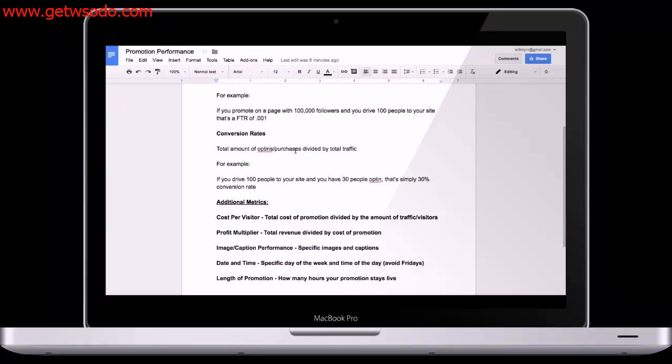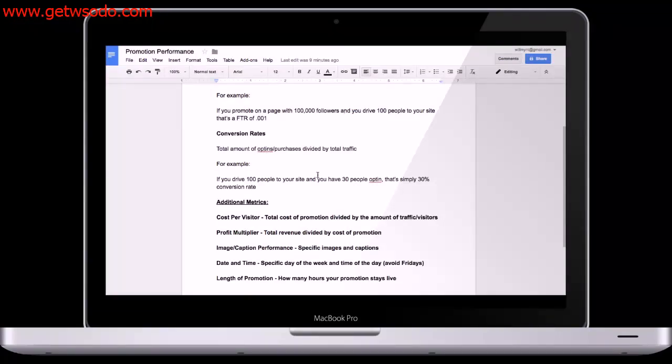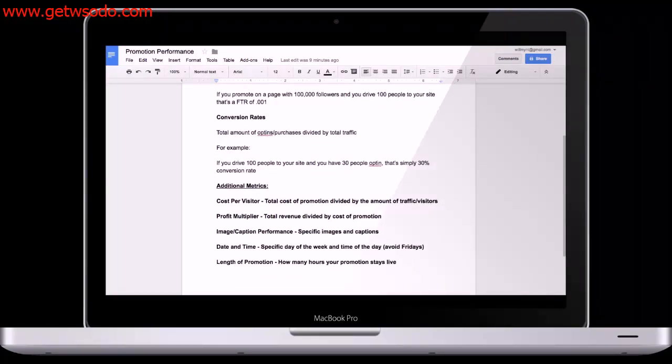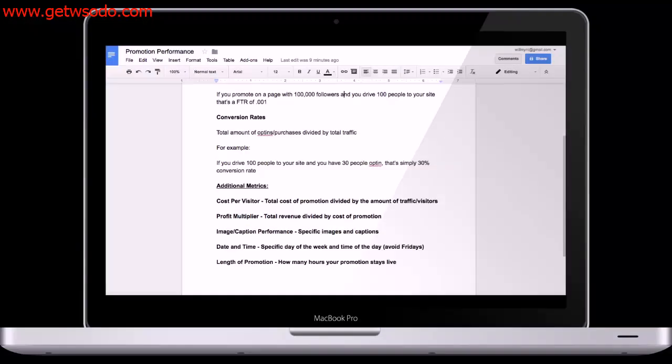And that's really the total amount of opt-ins or purchases divided by your total traffic. So, for example, if you drive 100 people to your site and you have 30 people opt in, that's simply a 30% conversion rate. Just like I showed you here, 141 people, 91 people opted in, that's a 65% conversion rate. So that's the other thing that you're really going to want to track. And you can track that throughout your whole funnel. We have down here some upsells, 3% conversion rate on that, etc.